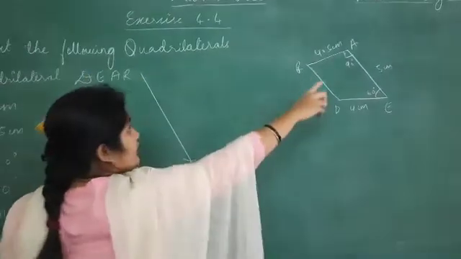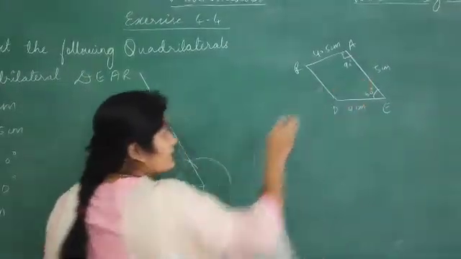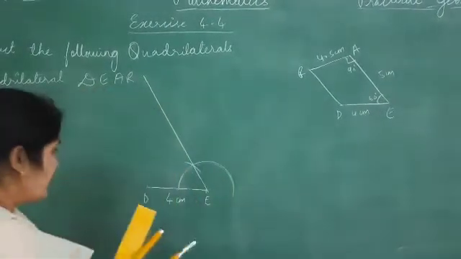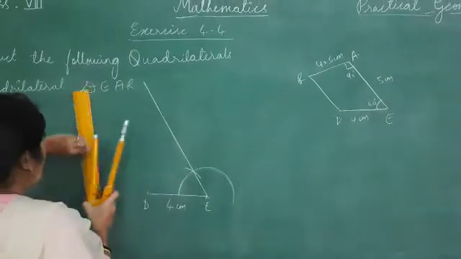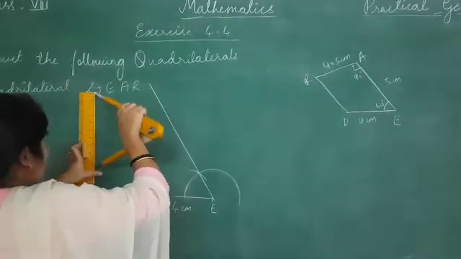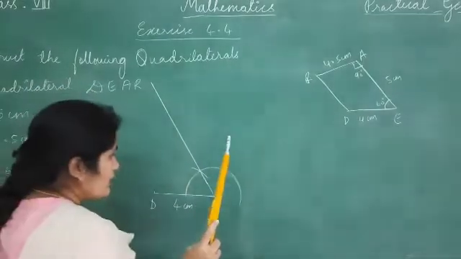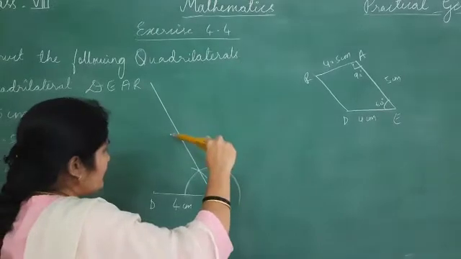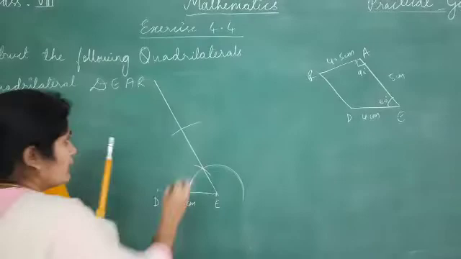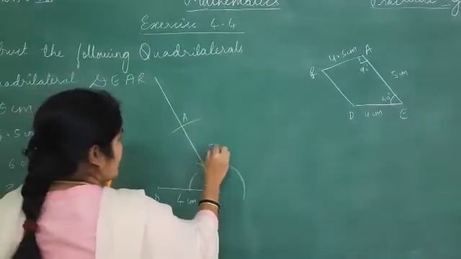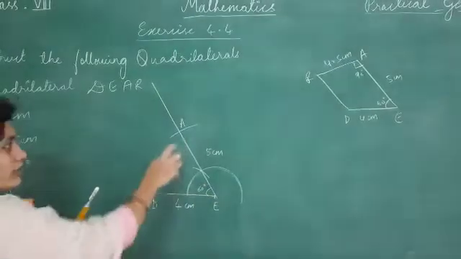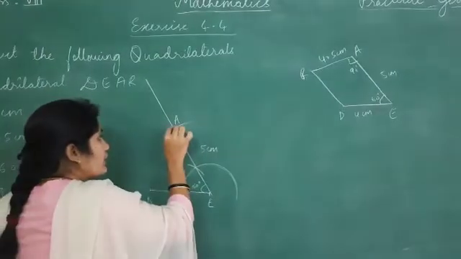Now, because the measurement is already given, EA is 5 cm. To mark A, you need to cut an arc of 5 cm. Take 5 cm using your ruler with the help of the compass. Keeping E as center, cut the arc. This is your A. So, EA is 5 cm and this is a 60 degree angle. Now, A is 90 degree. How to draw 90 degree?